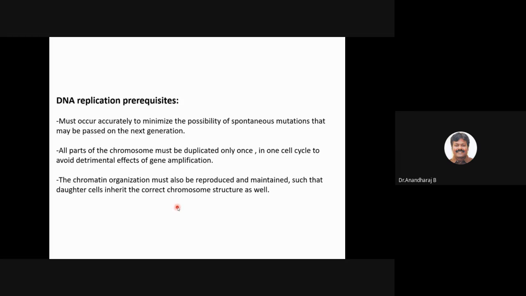Then during the cell cycle, that is during replication, the chromatin organization must also be reproduced, because during replication the compact DNA structure will be relaxed, because the association between the histones and the DNA molecules gets disturbed. That is, the quaternary structure is disturbed. Again, the quaternary structure is formed. So these organizations will be maintained in the daughter cells also. So these things are prerequisites. If everything is normal, it will be 100%, and the daughter cells will do all the functions properly.